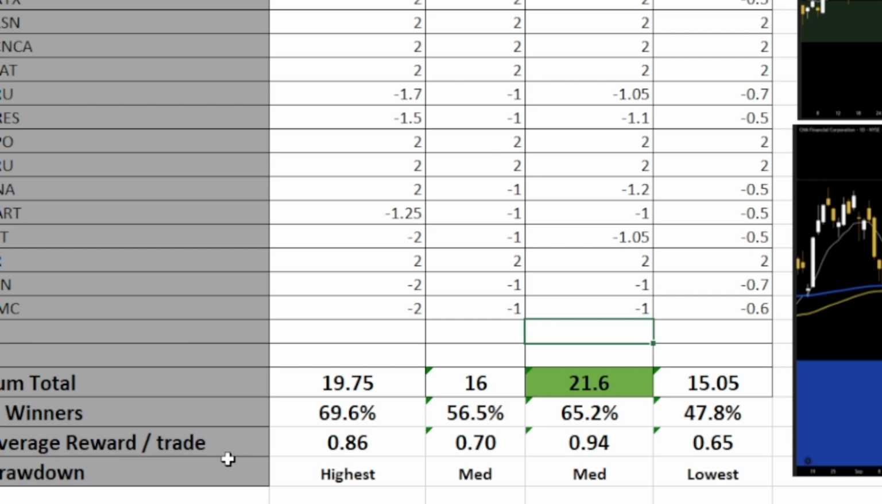The average reward per trade, you can also see it here, and the third method actually performed very well. It's almost 0.94. So it's close to basically 1 R per any trade one takes, which means if you take 100 trades and in all of those 100 trades you risk around $100, then you have gained almost $10,000 following this strategy. And then finally, what is the drawdown?